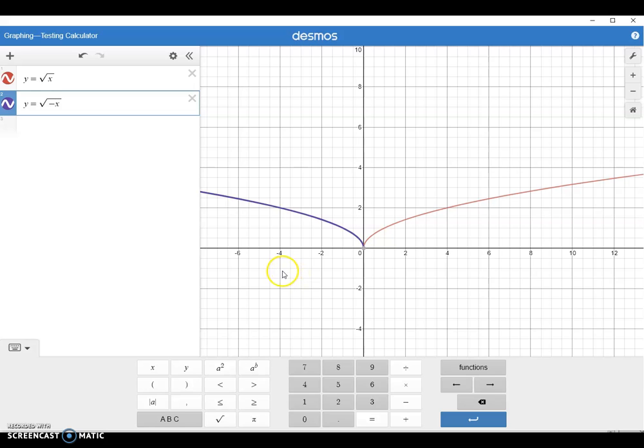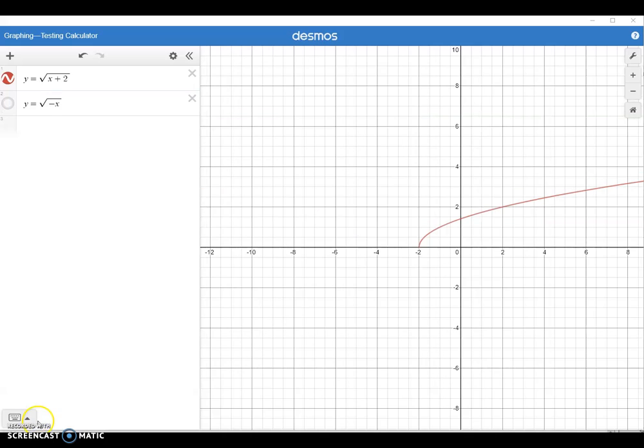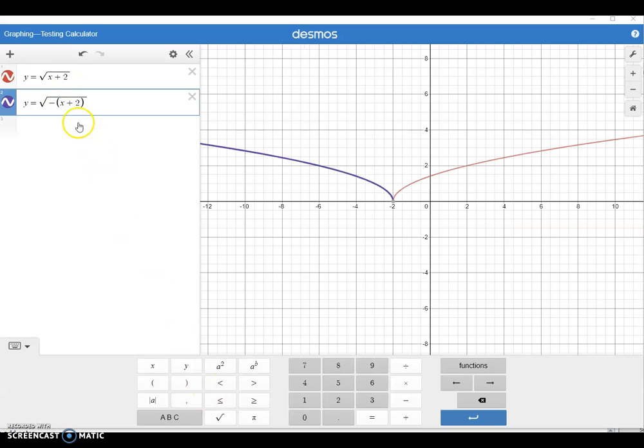So, but what happens if we don't have a parent function? So let us observe that. So let us pretend that this is our given function and it's not a parent function. It is y equals square root of all inside the radical x plus 2. So what happens if I do this?